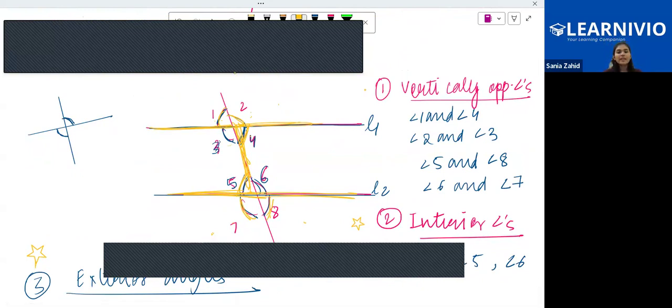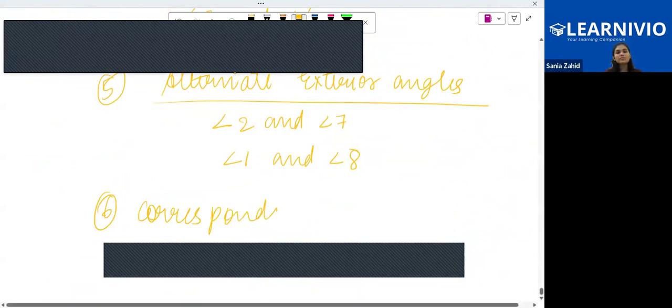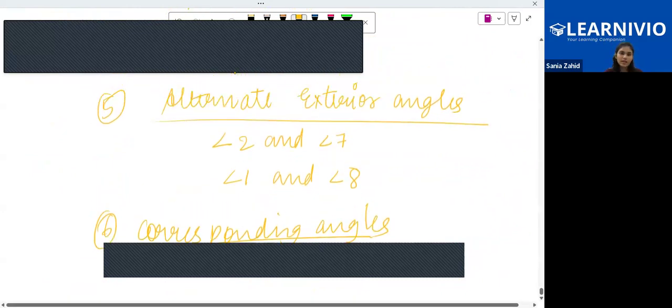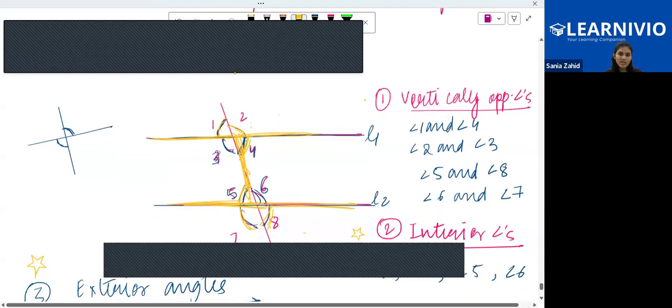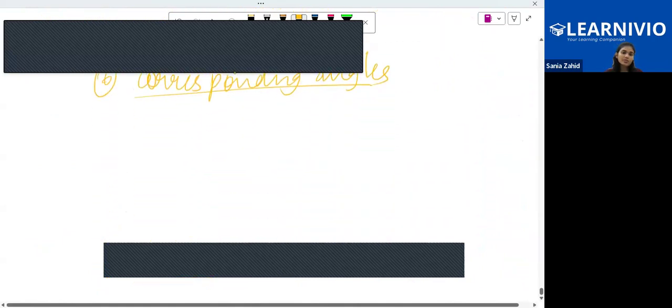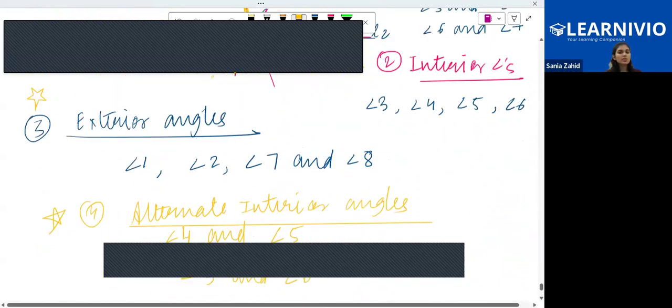Yes, ma'am. Now, finally, what are corresponding angles? Which corresponds to each other. If you have one interior and one exterior angle, like angle 4 and angle 8 on the same side. Then you have angle 2 and angle 6, angle 1 and angle 5, angle 3 and angle 7. These are the pairs of corresponding angles. So, do you understand what are these kinds of angles?